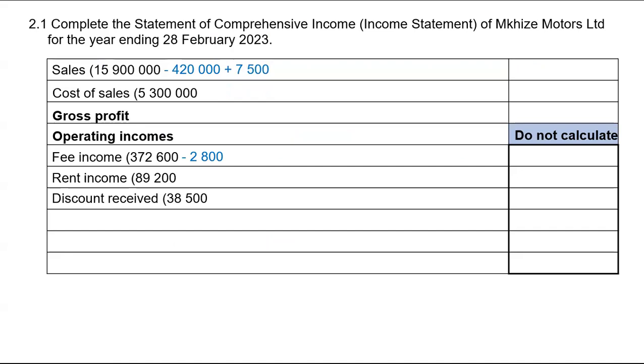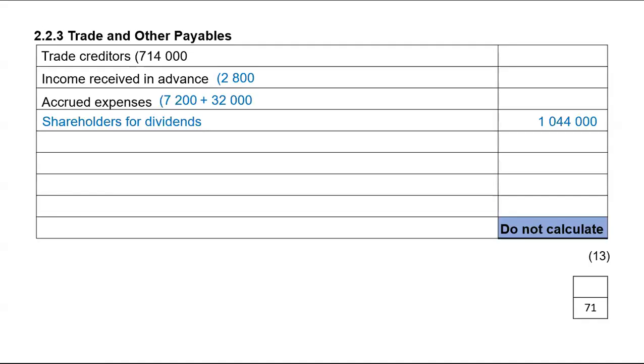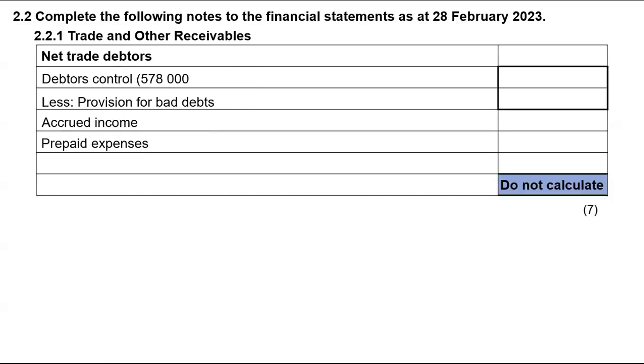So that's why I have plus 7,500 over there. Ideally, they should be owing us. When they owe us, we're gonna come here, to trade and other receivable, and we're supposed to add that 7,200 here. But we can't.